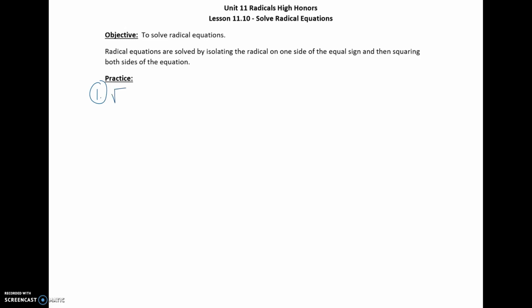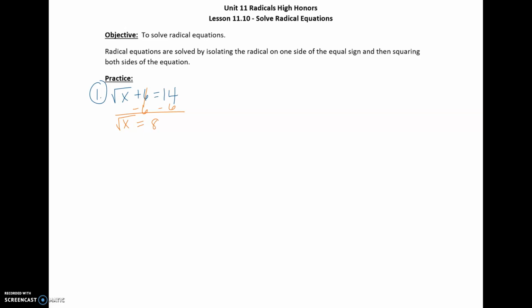The first one is the square root of x plus 6 equals 14. So the square root or radical is on the left, but I also have a 6. So I have to get rid of that 6 first. To do that, I subtract 6. And when I do, I get the square root of x equals 8.